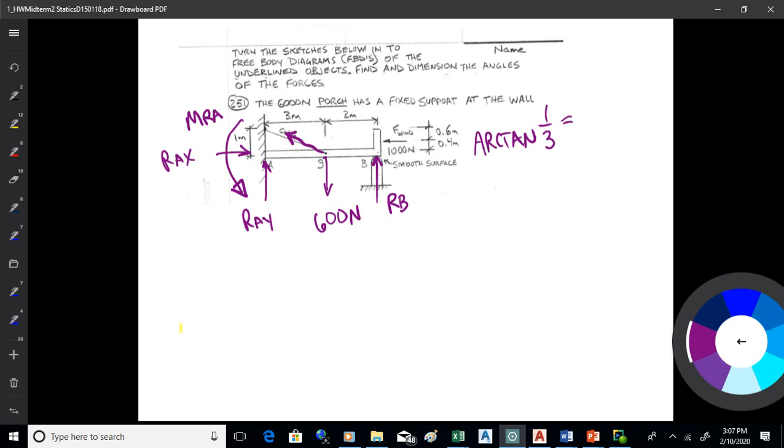All right, so, and that's 18.4 degrees. So there you go, there's a free body diagram of the porch, which would be like that. So the word free body means you've kind of cut the porch free from all the attachments, and then you're replacing the attachments with forces. That's where that term comes from.